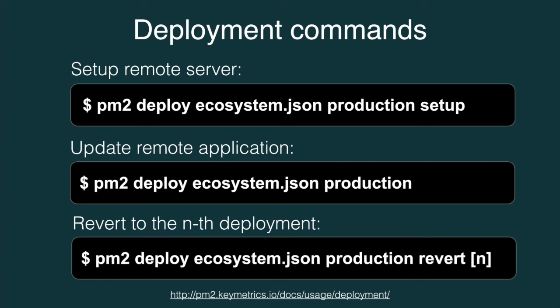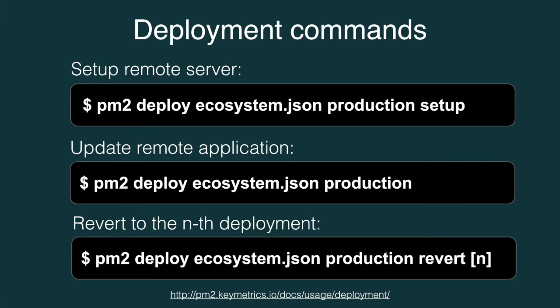After, the commands are very easy. Once you have this file and you have all the authorizations, you have to make sure that your target servers have the authorization to do the git clones and all these commands. You can do PM2 deploy, your configuration file, the environment, and setup. Basically, it will go to your remote server and create all the files that are needed. We create a deployment file, so you will be able to track your deployments over time. And after, once you did that, you can update your remote application very easily.